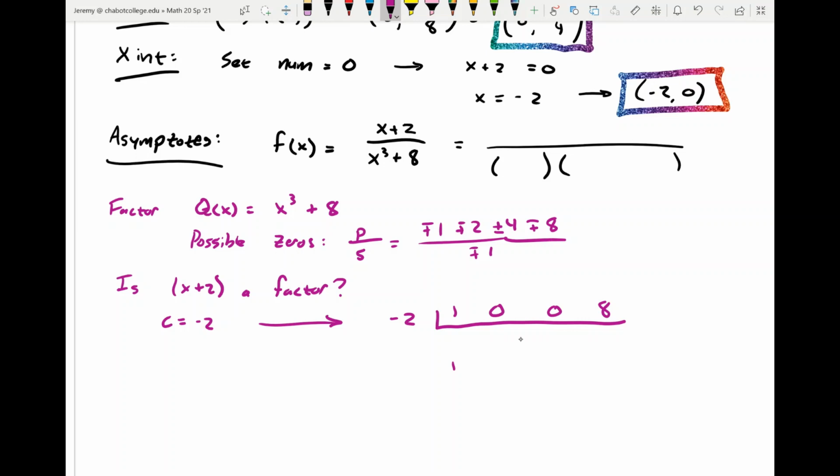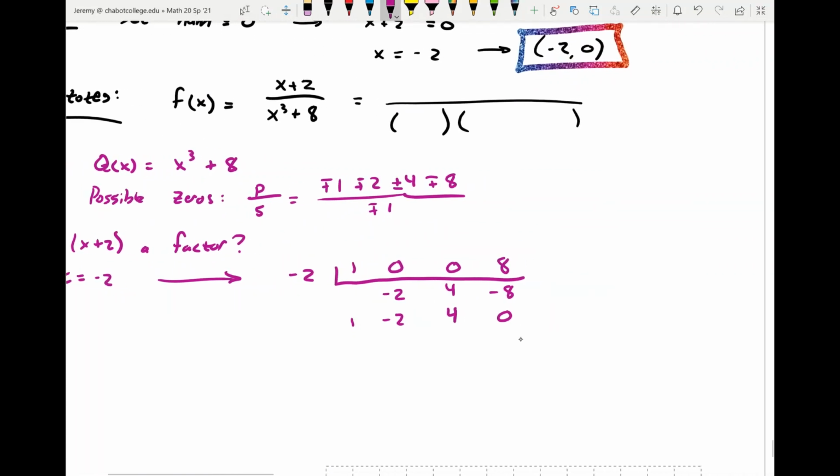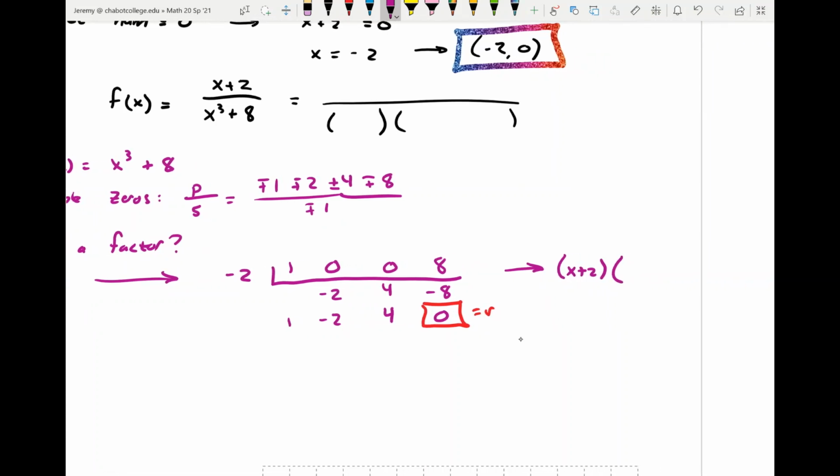I'll bring down the 1, multiply by -2, add down, multiply up, I get +4, add down, multiply up, I get -8, and I get 0. Remember, the 0 at the end means that it divided evenly, because that's our remainder. So that means that -2 is a zero, thus x plus 2 is a factor. And the remaining factor would be x squared minus 2x plus 4, where those coefficients came from right there.